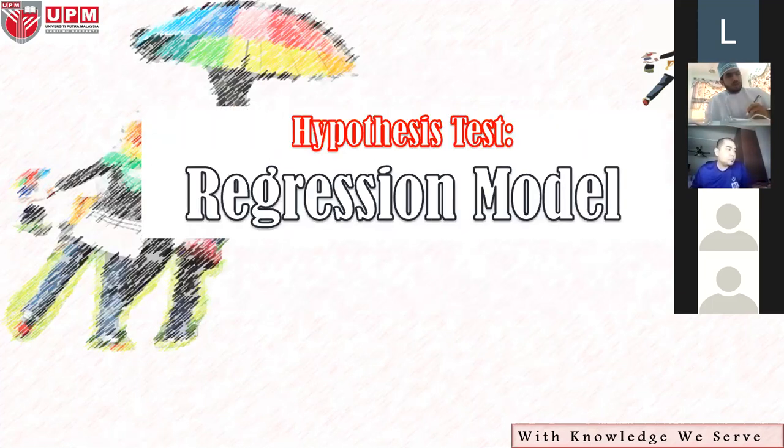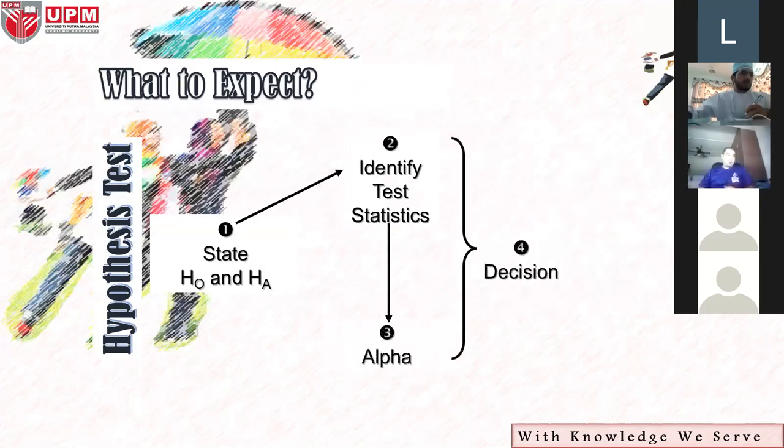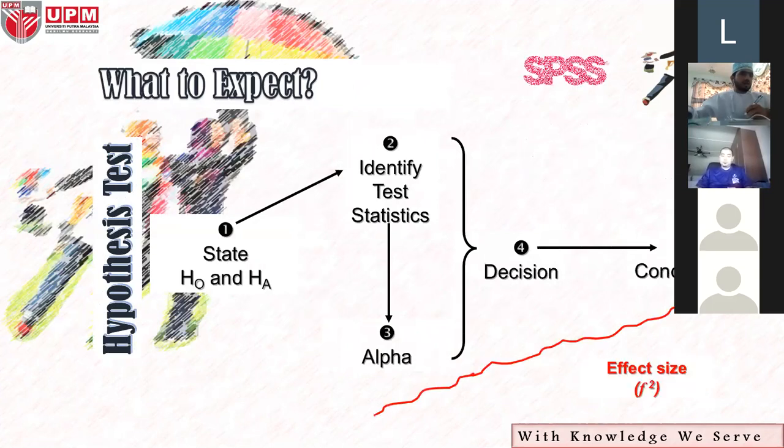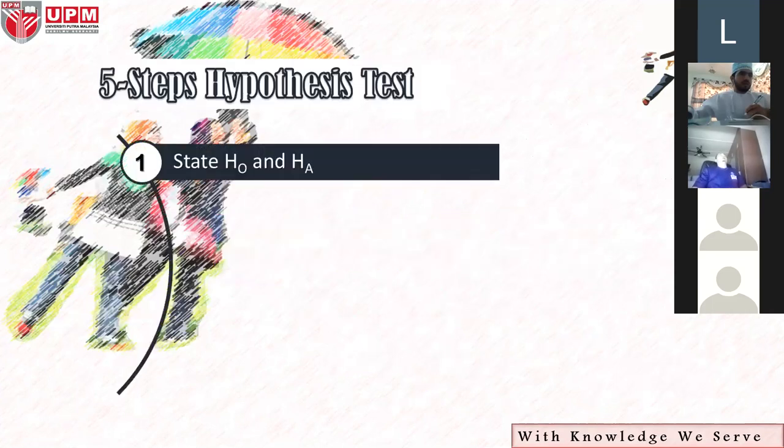Then for the inferential part, for the hypothesis testing model, what to expect: state H0, HA, identify the test statistics, mention your alpha, make a decision, and lastly, conclusion. And then you can also report your effect size.